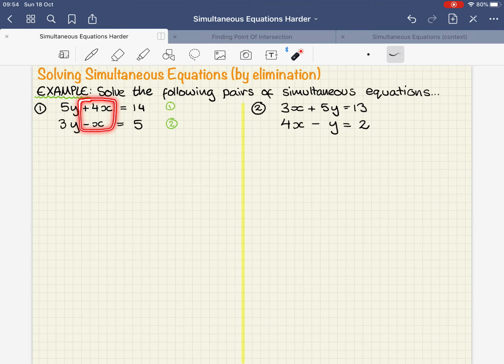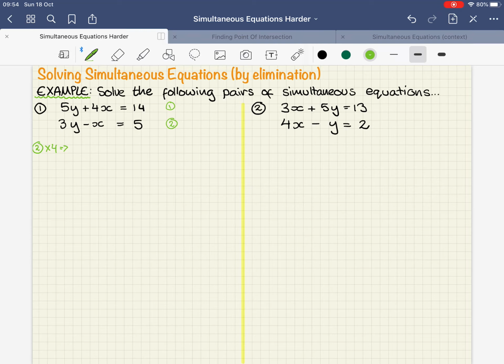So here I've got a 4x and a minus x. Now I want these to have the same number. And the easiest way to do that is if I take this bottom equation and multiply this whole thing here by 4. Then this minus x, when I times that by 4, is going to become minus 4x, and that can cancel out quite nicely with that positive 4x. So that's what I'm going to do. I'm going to take equation 2 and multiply it by 4.